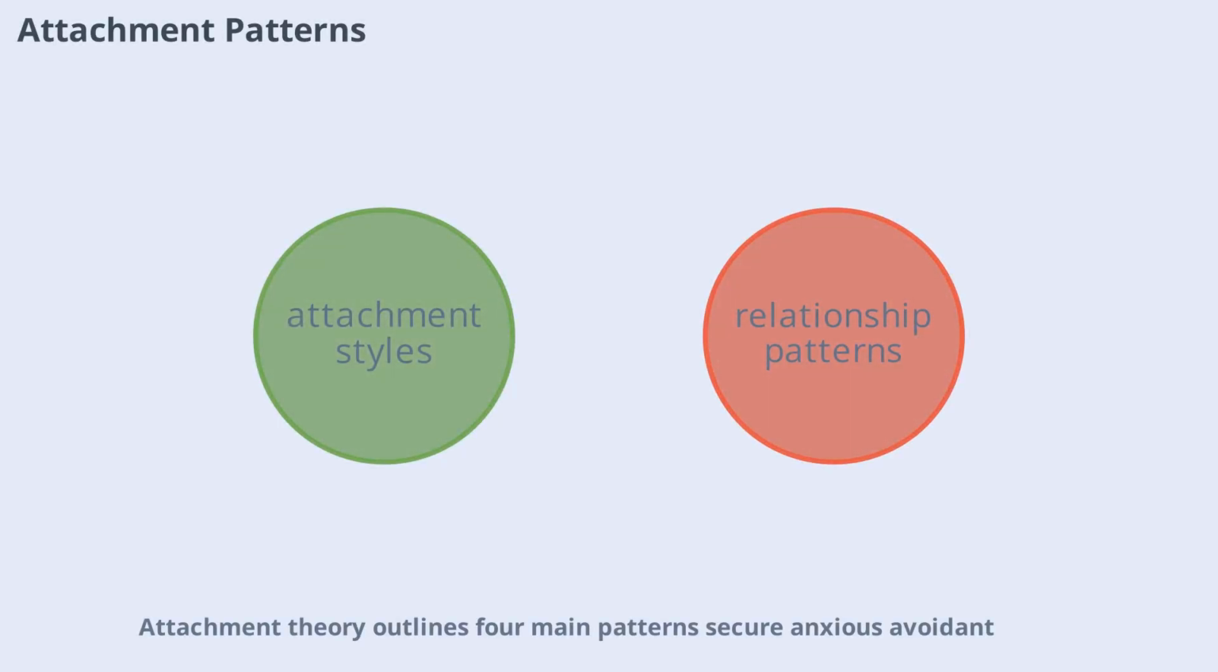Attachment theory outlines four main patterns: secure, anxious, avoidant, and disorganized. Each style develops in response to the consistency and emotional availability of caregivers. These patterns don't just influence childhood, they shape how we relate to romantic partners, friends, and even colleagues. Recognizing your own attachment style can be a powerful step toward understanding your emotional needs and relationship dynamics. Next, let's dive into each style, starting with secure attachment.